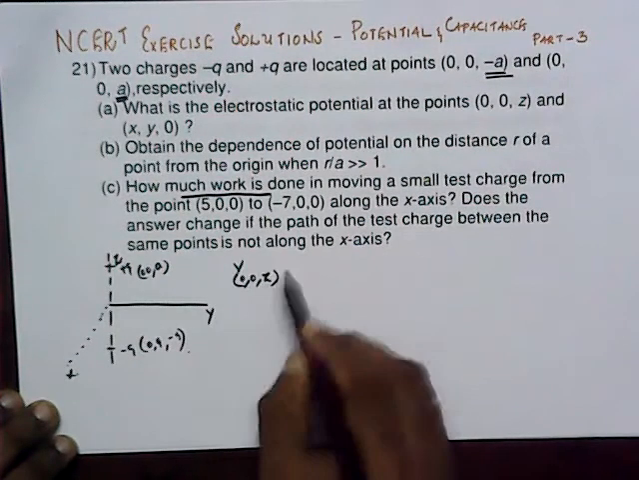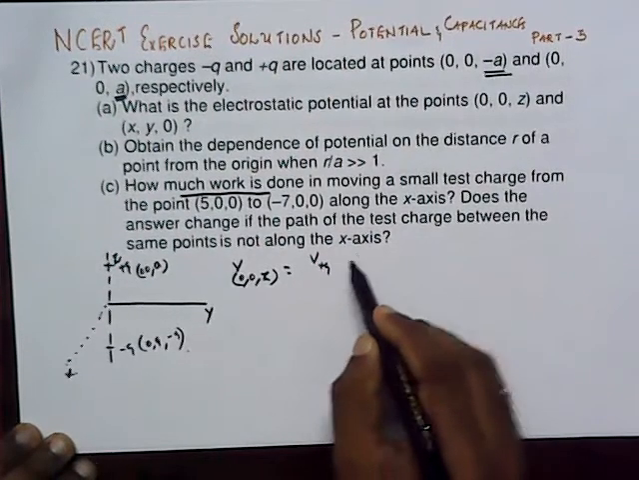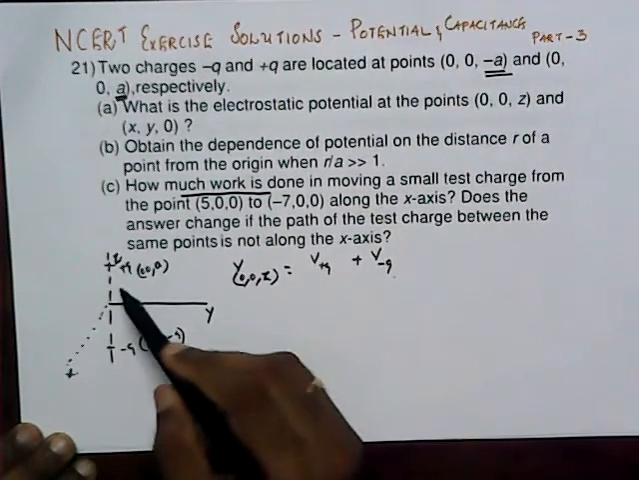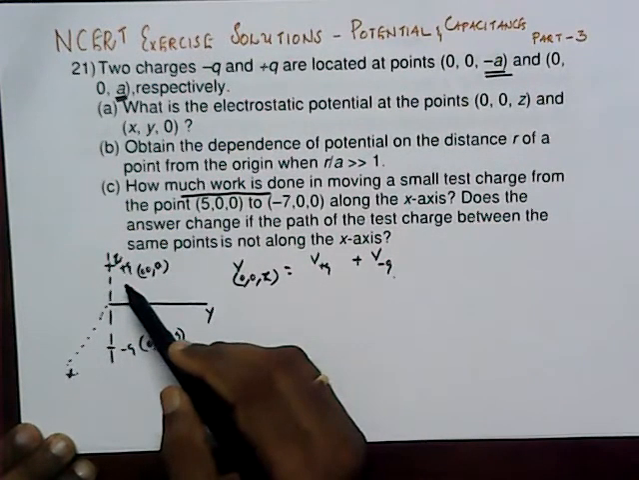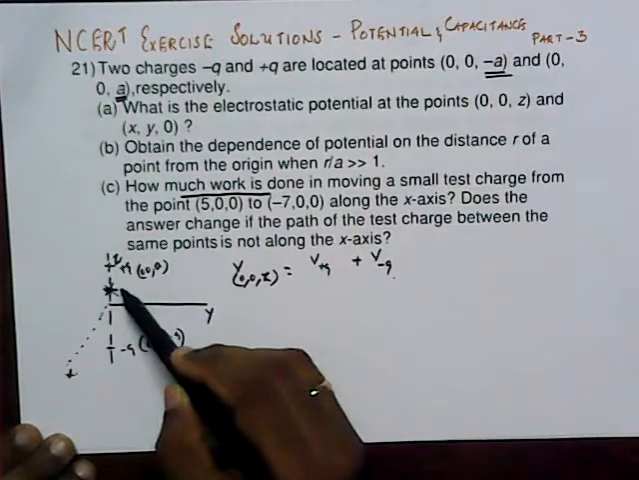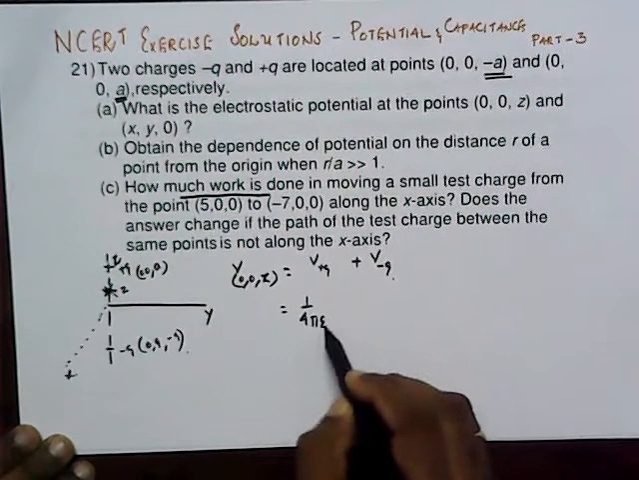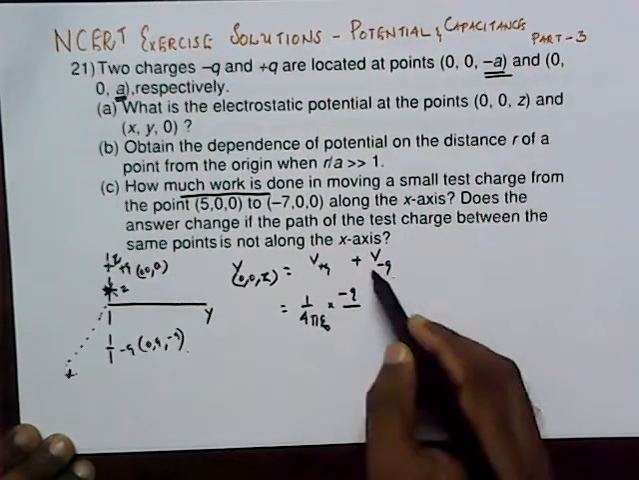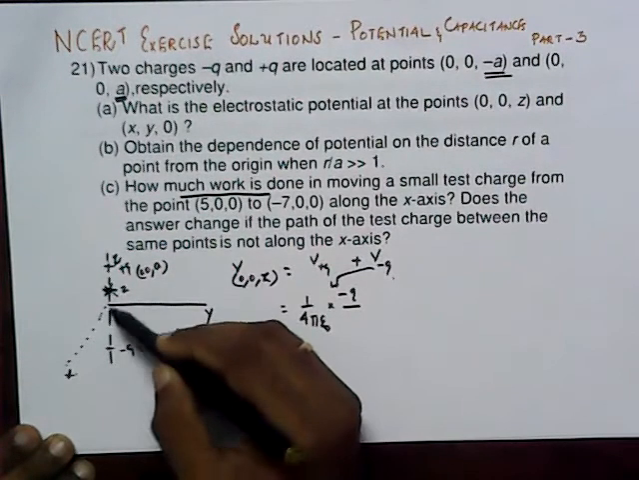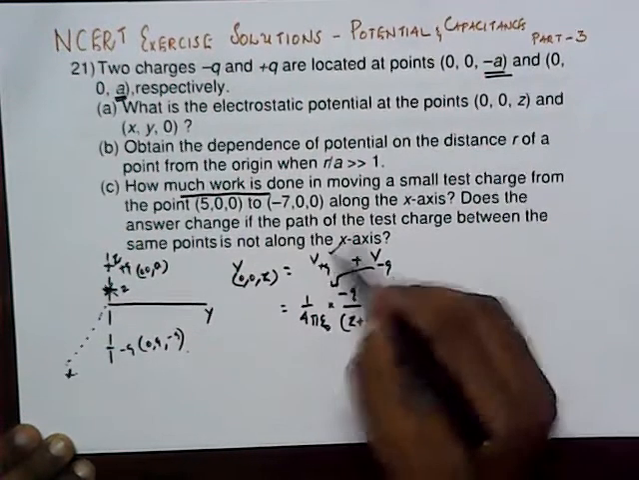At (0, 0, Z), there are two contributions: one V due to plus Q and another V due to minus Q. Suppose you take this point as Z, then V is equal to 1 by 4 pi epsilon 0 times the minus Q contribution, minus Q by the separation, which is Z plus A. So that is very important. So Z plus A. Then what is the plus Q contribution?